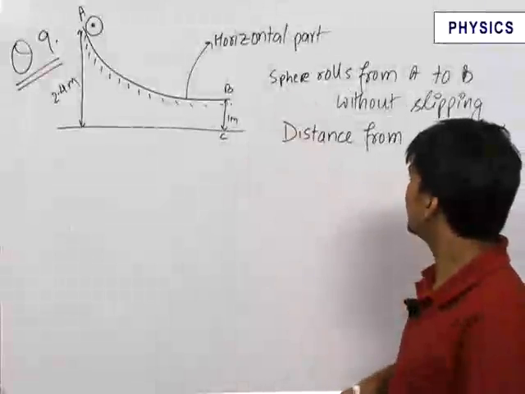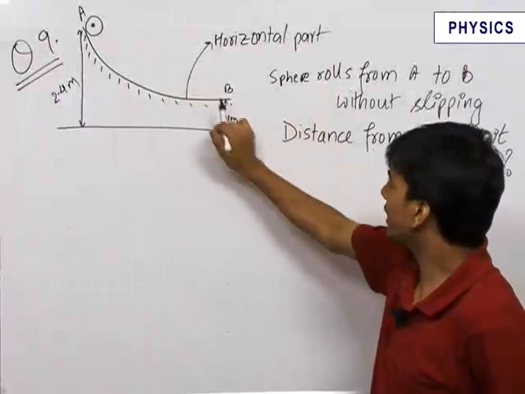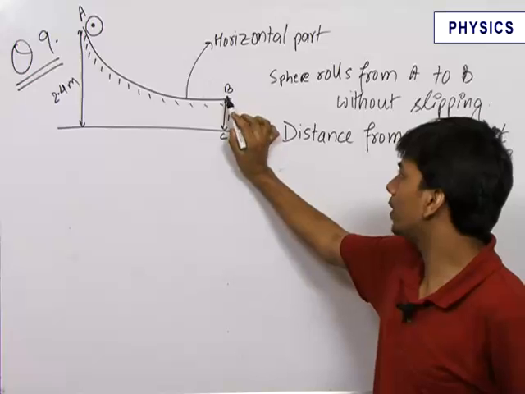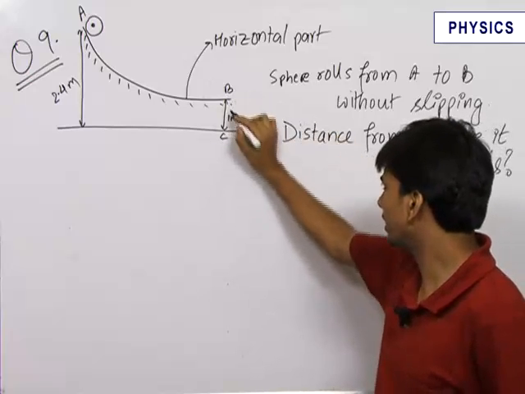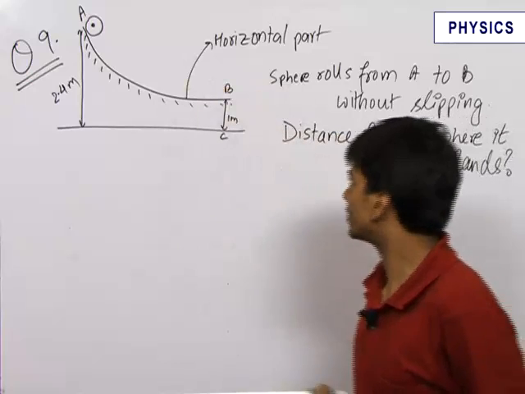We have a solid sphere. A sphere, if not mentioned, is a solid sphere. It rolls from a point A to B without slipping, that is pure rolling. And then after point B, it falls down. We need to find out the distance from this point, that is vertically below B, where the sphere falls.